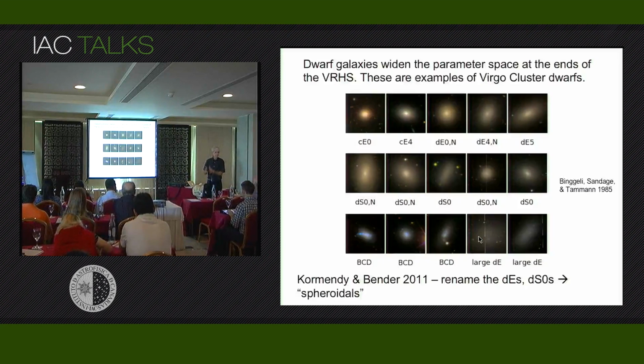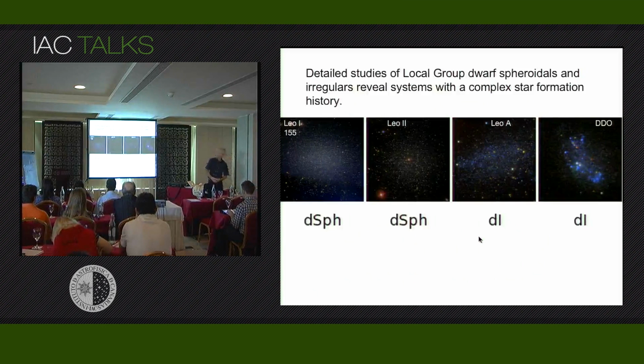And he proposes renaming these DS-zeros and DEs, spheroidal galaxies. It doesn't really negate the value of this Sandage, Binggeli, Sandage, and Tammann classification. It's still useful. I mean, it certainly selects certain kinds of objects. But how you interpret them is another story.